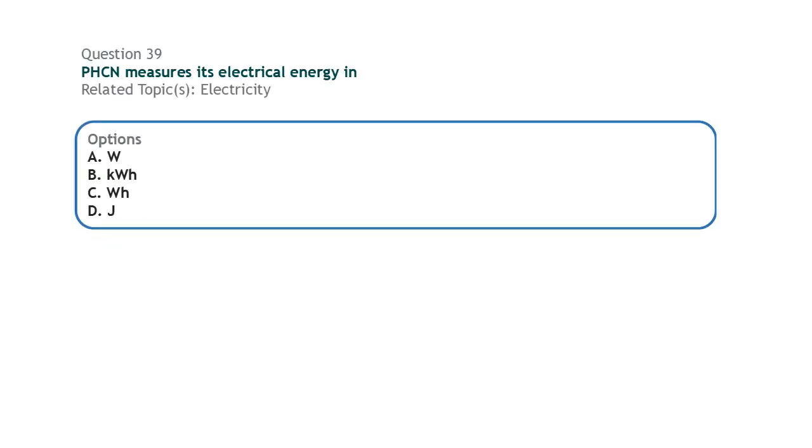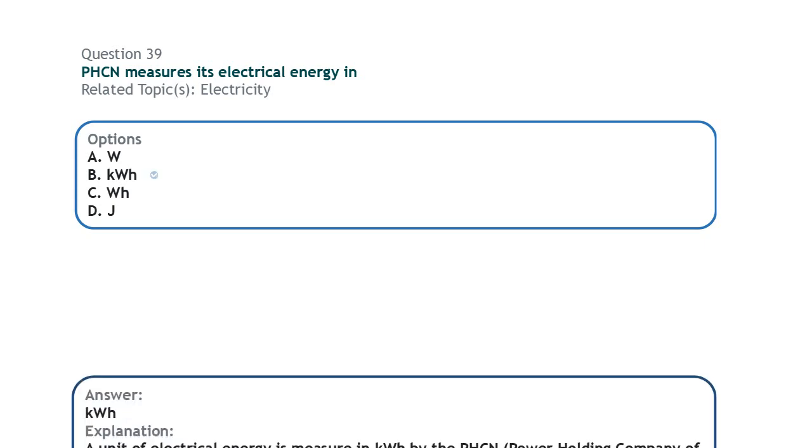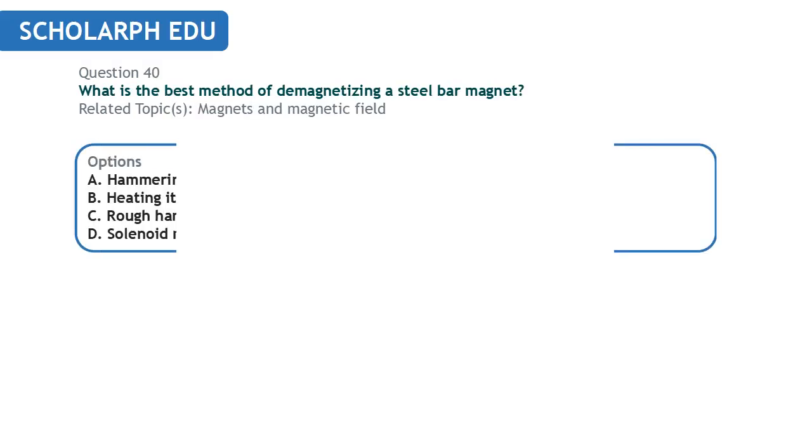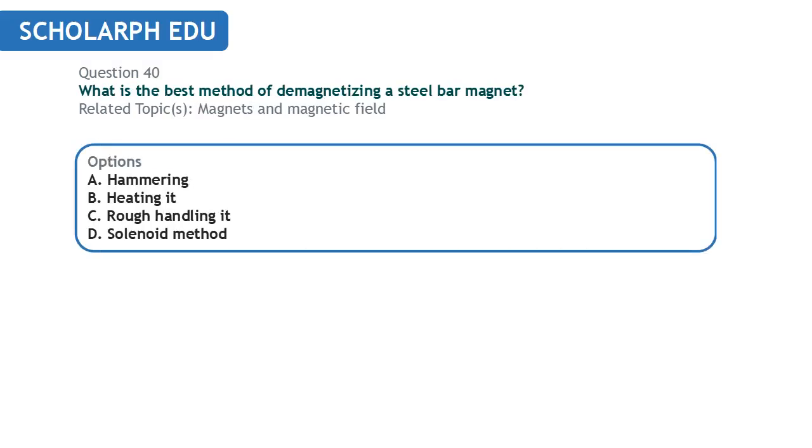Next, PHCN, the Power Holding Company of Nigeria, measures its electrical energy in kilowatt hour. Next, on magnetism, what is the best method of demagnetizing a steel bar magnet?